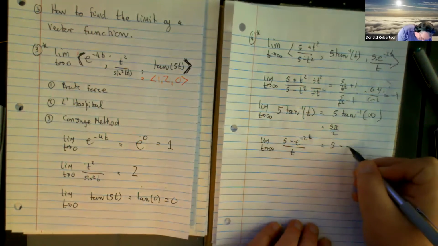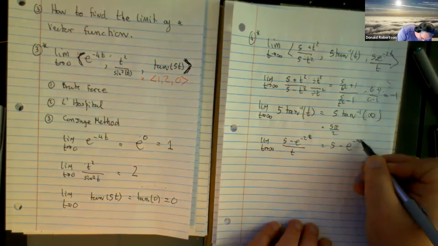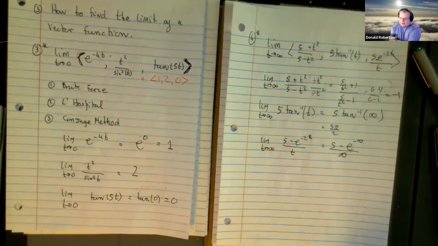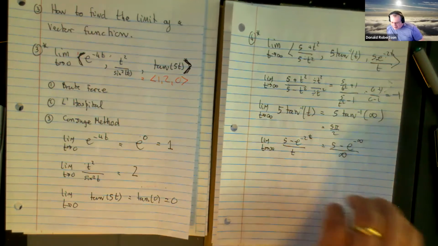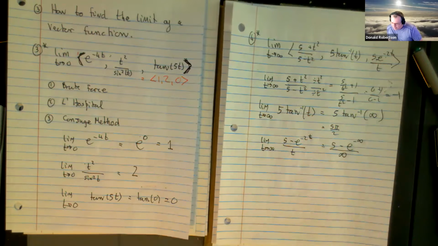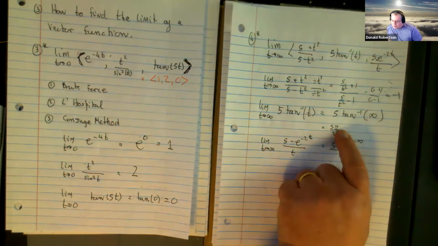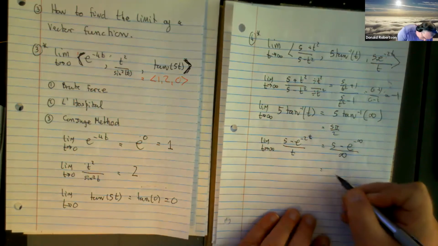5 take away e to the power of negative infinity, all over infinity. I know it's a weird calculation, and very often if you try brute force, you get a calculation that's impossible to do. But this is not infinity over infinity, right? If you see an infinity over infinity, it's called an indeterminate form, in which case you should do L'Hopital. But this one, I don't think I need to do that.